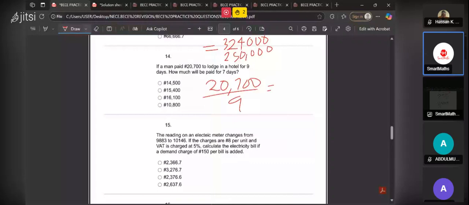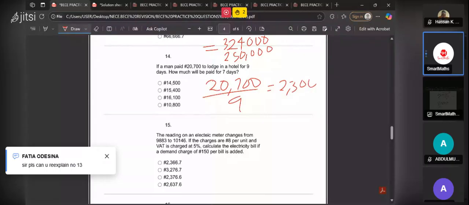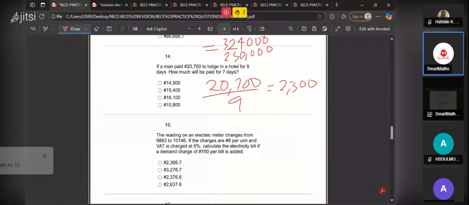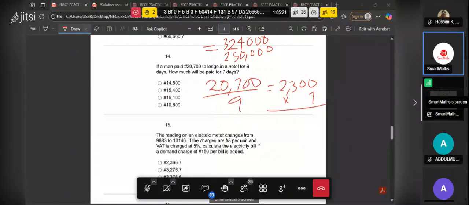20,700 divided by 9, that gives us 2,300. So that is one day lodge is 2,300. So how much will be paid for 7 days? Just multiply this by 7. So what do you have? Times 7, that gives 16,100. So that means the answer will be this.